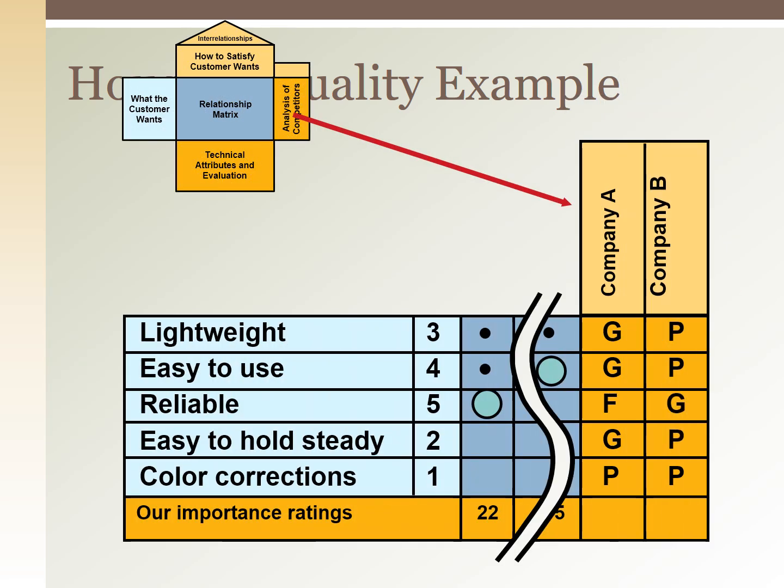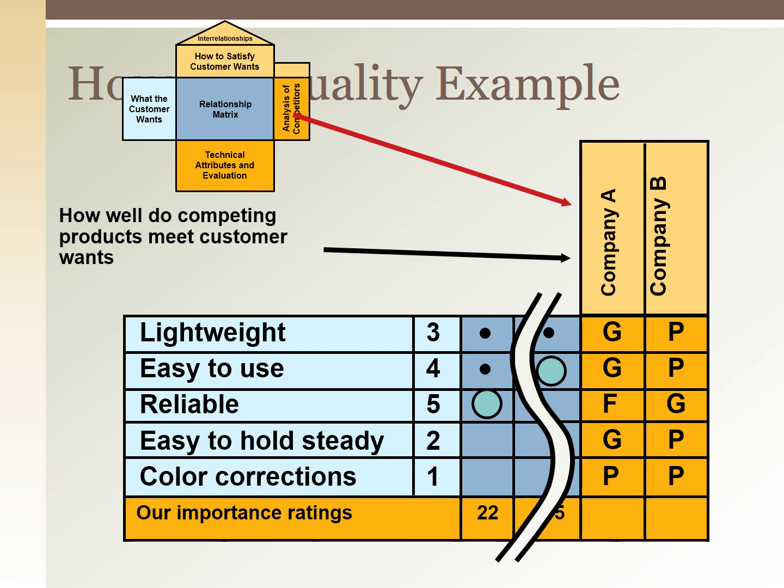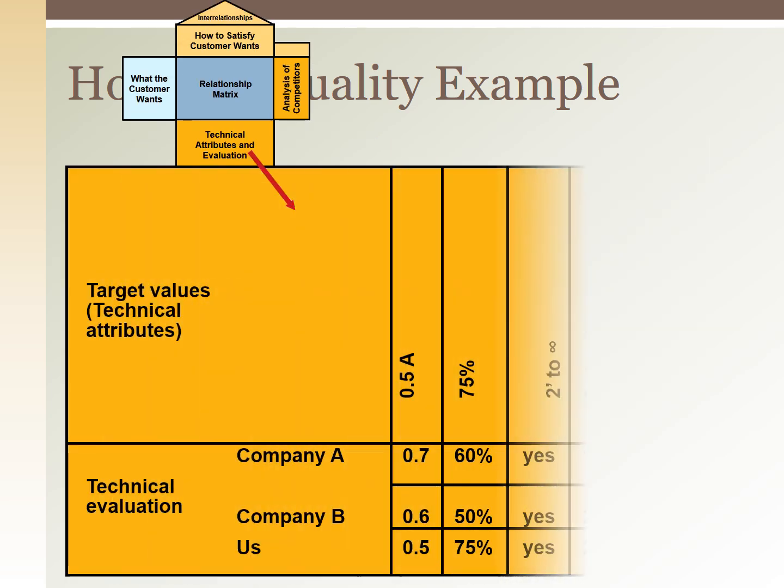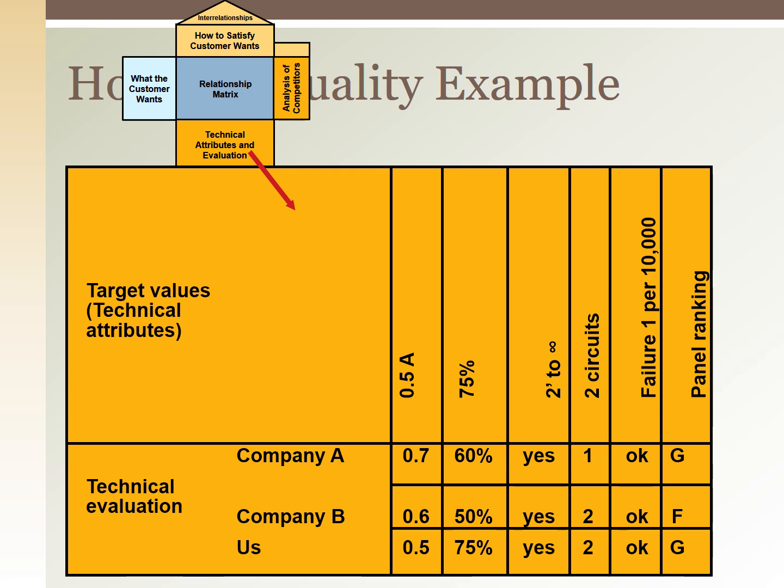How well do competing products meet customer wants? So we look at the competition. And we see company A and company B. And then we rate good, fair, or poor. How we relate to theirs. Next, we hit the target values, the attributes. 0.5 amp, company A has 0.7 amp, company B has 0.6 amp, we have 0.5. And then you can see the other categories in there as related to the competition. I'll leave that for a moment for you to explore.